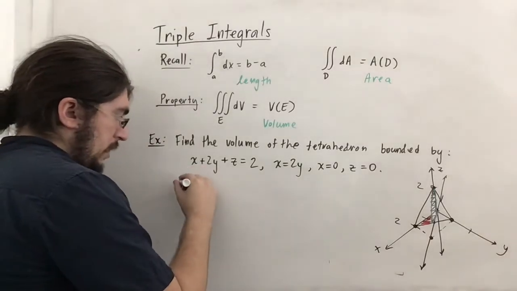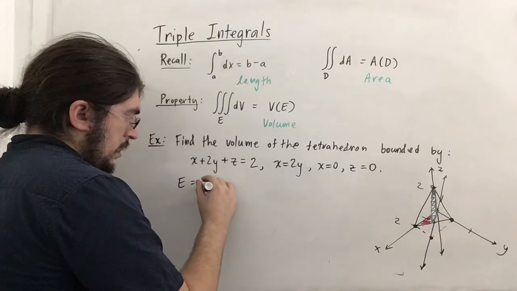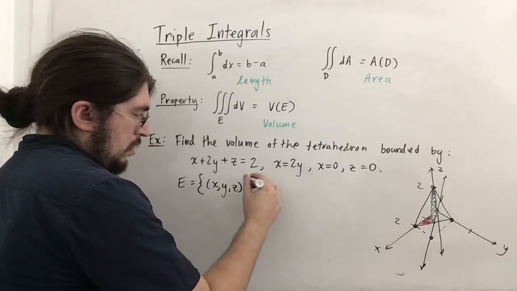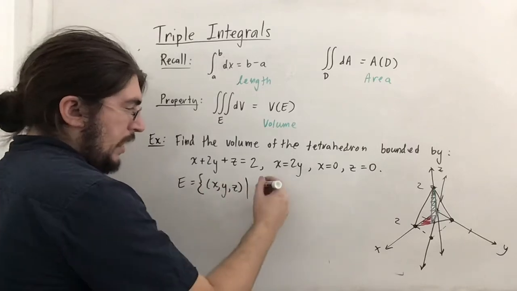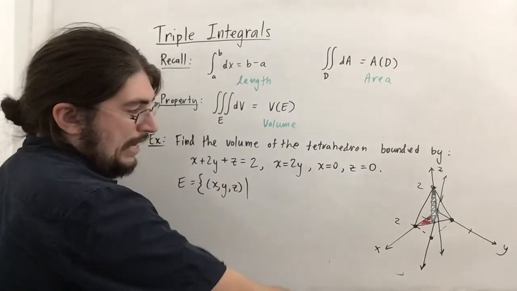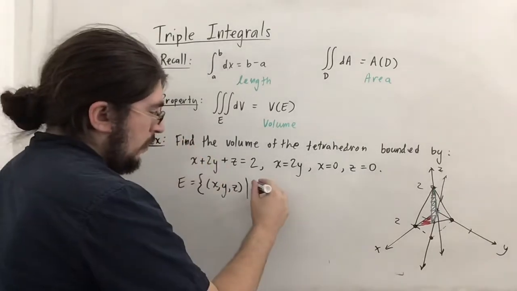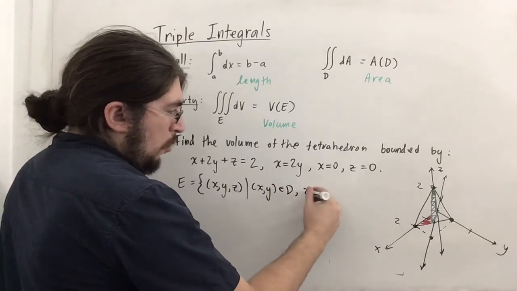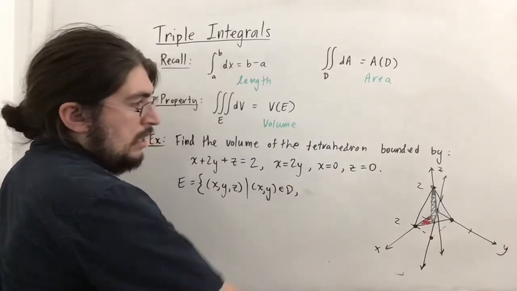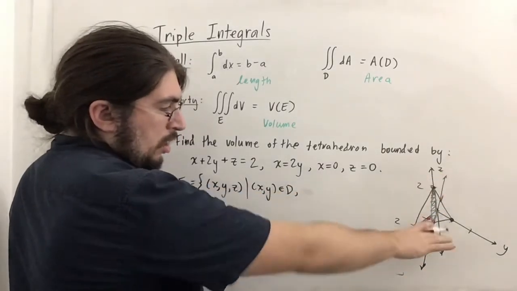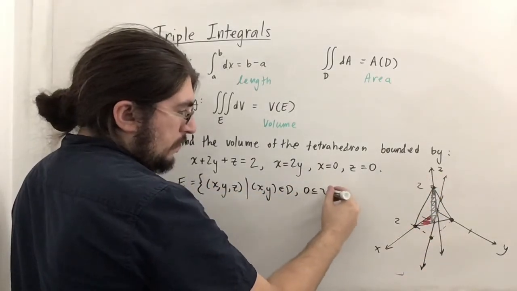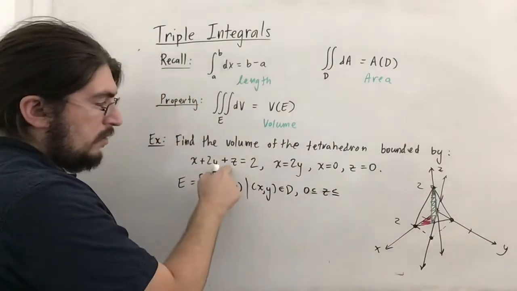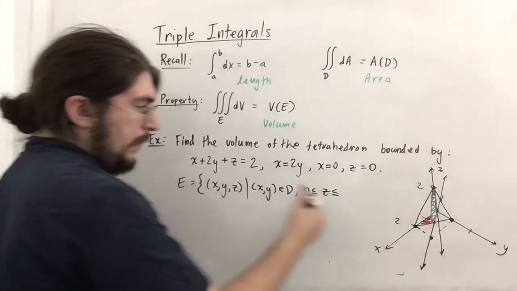So let's see, E is going to be the ordered triple xyz, such that xy is in some domain D, where z is in between what? So z, lowest can be 0, and highest can be on this plane. So if you solve for z here, you just get 2 minus x minus 2y.